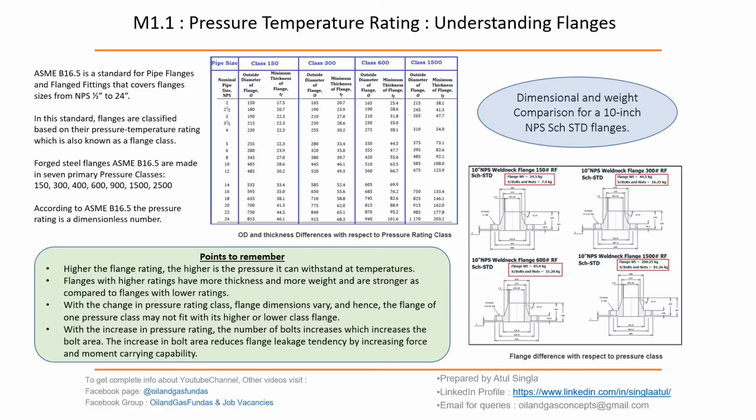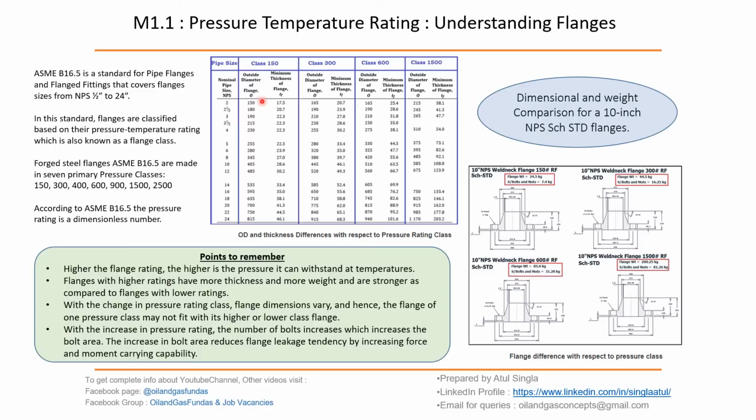Anyhow, now let us look at one of the charts which we have prepared for different classes. If you see, these are the pipe sizes, these are the outer diameters of the flange, and this is the minimum thickness of the flange. We are trying to understand how things are changing with respect to size, rating and temperature, pressure. Based on that, we have come up to this chart. Let us understand how things are changing.